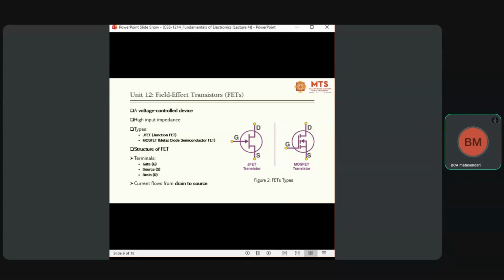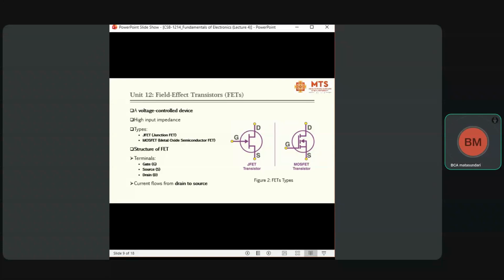Next, Unit 12. Moving forward to our Unit 12: field effect transistor, which is FET. It is a voltage controlled device with high input impedance. What are the types of FET? JFET, which is junction FET, and MOSFET. MOSFET is metal oxide semiconductor FET.